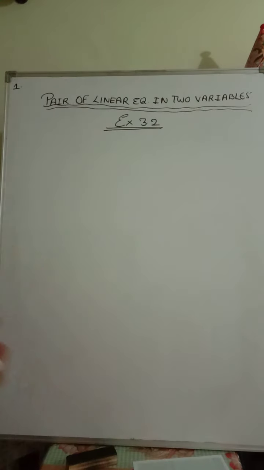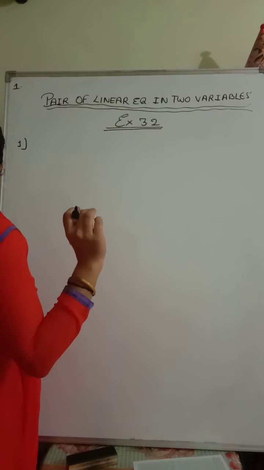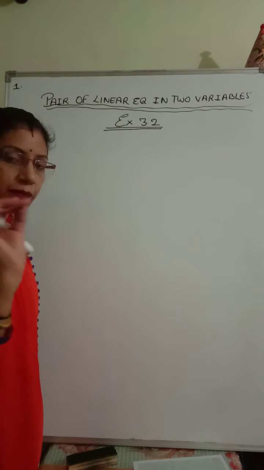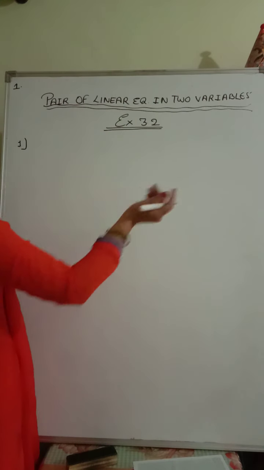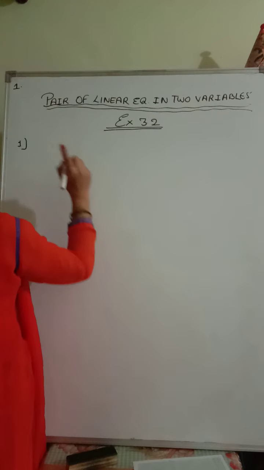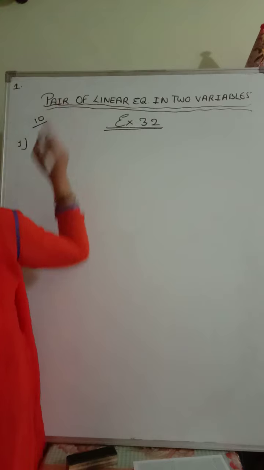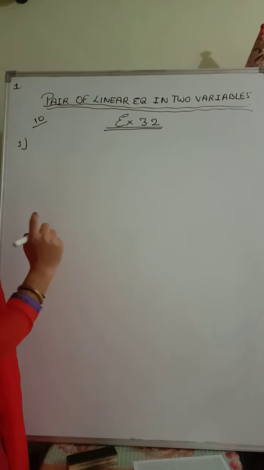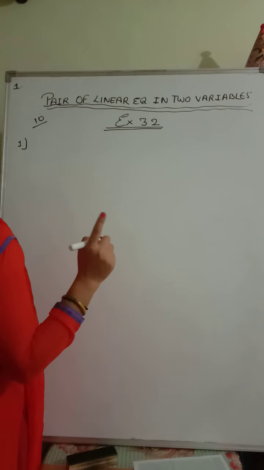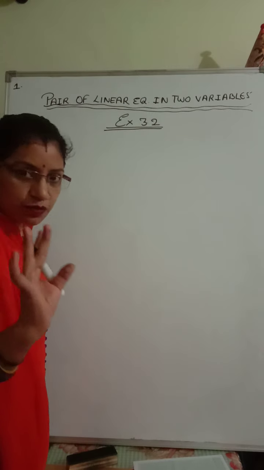So our first question is: from the pair of linear equations in two variables, you have to form a pair of linear equations and find their solution graphically. So we have to form the linear equations. What is said? 10 students of class 10th take part in a mathematics quiz. So there are a total of 10 students. If the number of girls is 4 more than the number of boys, we have to form two equations. So girls and boys both are there.